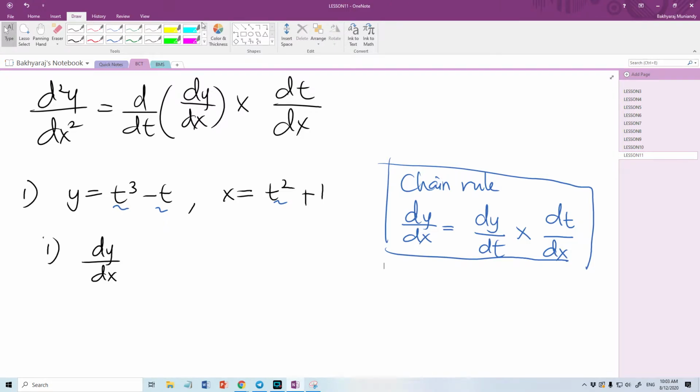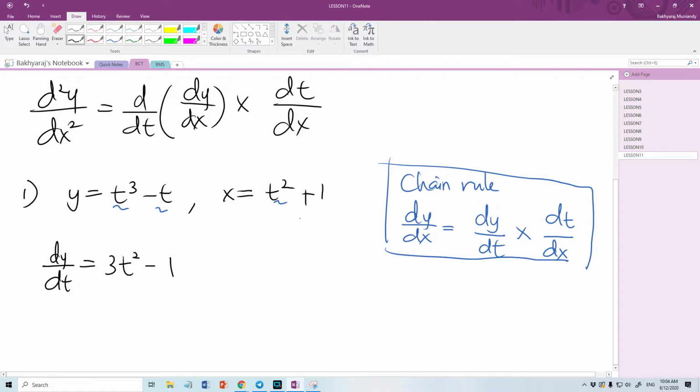So how should we start? First we need to get dy dt. Dy over dt: differentiate t power of 3, we get 3t square minus 1. And when we differentiate x with respect to t, we get dx over dt, which will give you 2t.